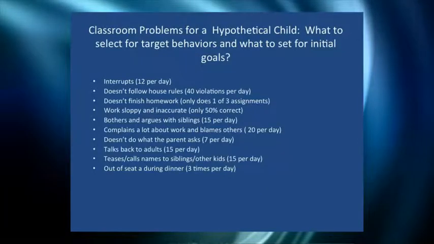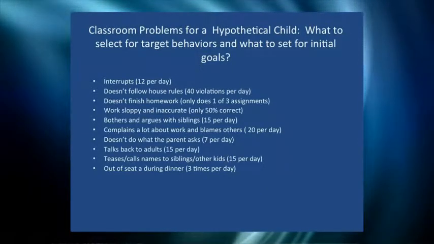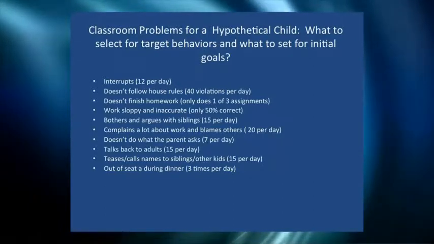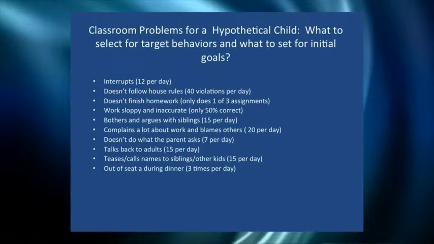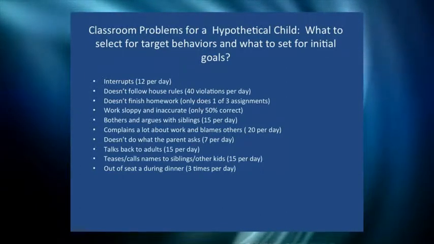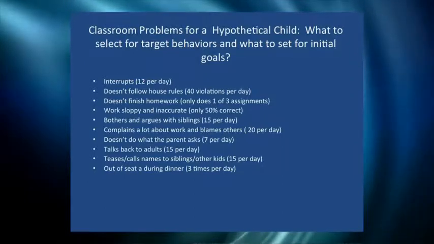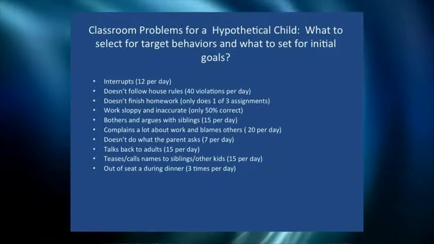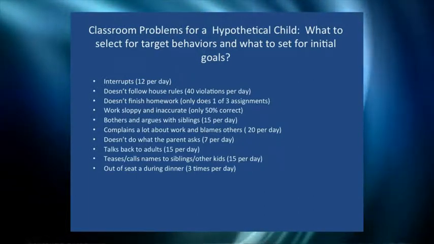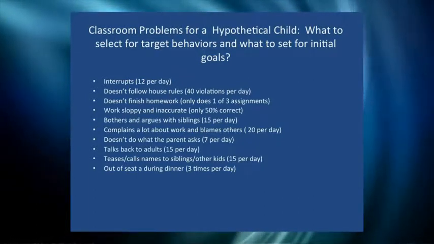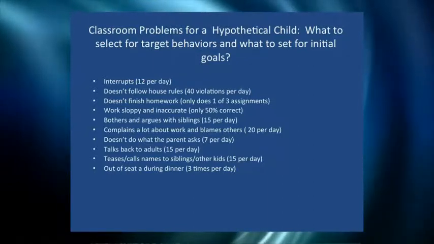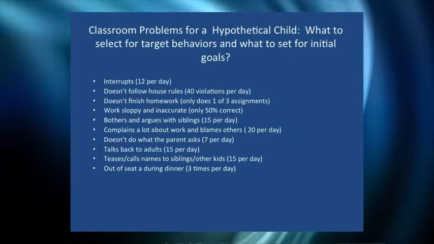So let's say I have a hypothetical child, and here are all of the things that the parents wish they would get better at in their tracking of their behaviors. So they interrupt about 12 times a day. They don't follow house rules 40 times a day. Though as an aside, if they're breaking house rules 40 times, I may relook at those house rules. But hypothetically, they break house rules 40 times a day. They only do about 1 out of 3 assignments that they've been given for homework. Their work's sloppy and inaccurate. When I check it, they only get about half of their problems right.